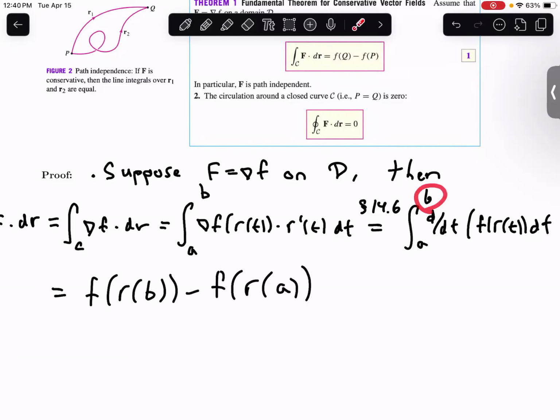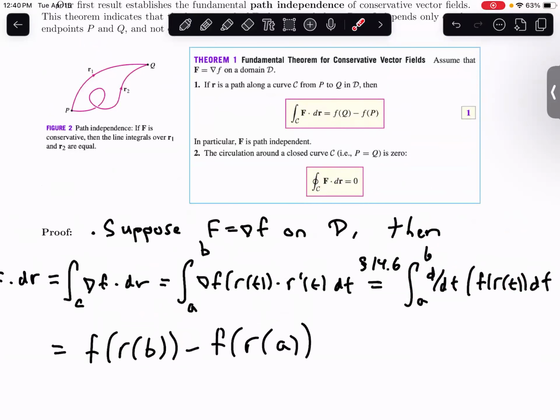I'm just plugging in t equals b here. I'm canceling out the integral and the derivative, plugging in t equals b, and then subtracting what you get when you plug in t equals a. And then all that's left is, we know our path r goes from p to q. So f of r of b, that's the endpoint of your path, so that's going to be f of q. And r of a is the beginning of your path, so that's just going to be p. So that's going to be f of q minus f of p.